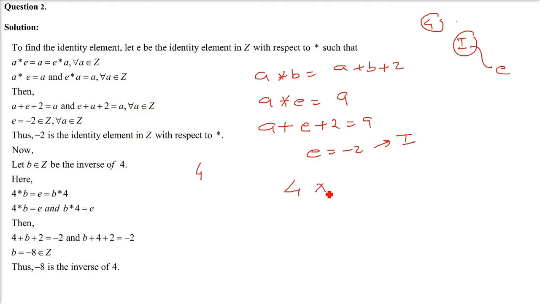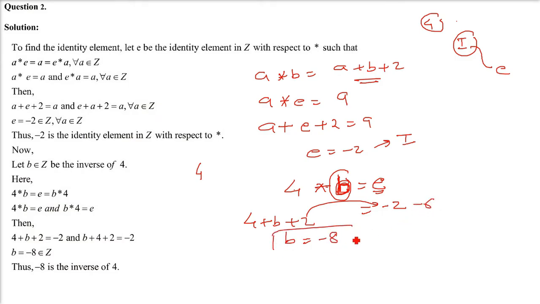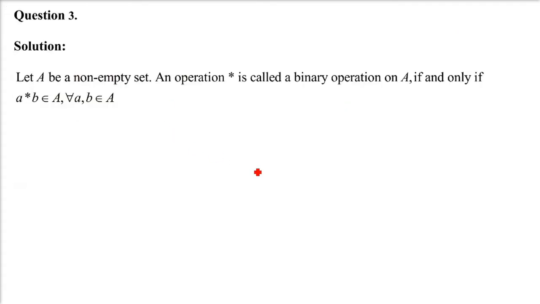Now 4 operated by something, that is the something which gives you the identity element. So this something is your inverse. So 4 operated by say B should give you E. Identity element we already found out, negative 2. So 4 plus B plus 2 equals negative 2, because A star B is A plus B plus 2. So in place of A I am taking 4, in place of B I am taking B. So if you solve this, you are going to get B as minus 2 minus 6. It will be negative 8. So negative 8 is the inverse of 4 with respect to this question.